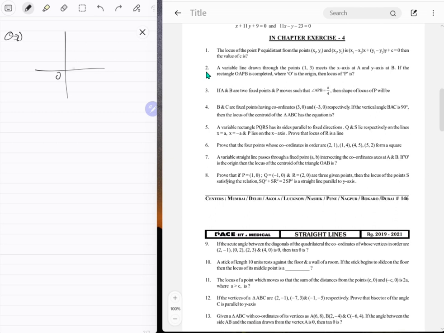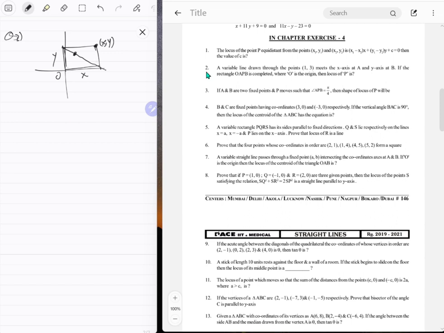So what is this? 1, 3? Some random line like this. Okay, and then it meets like this, and you want to find what the locus of P is. Cool. So say this is x, y, then this thing will be x and this thing will be y. And what's this thing? This is just 1, 3.